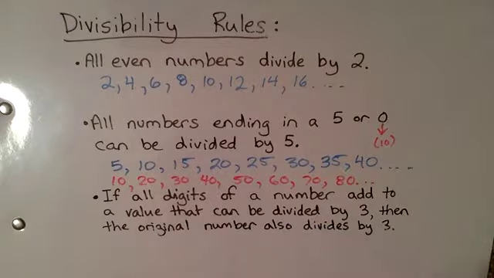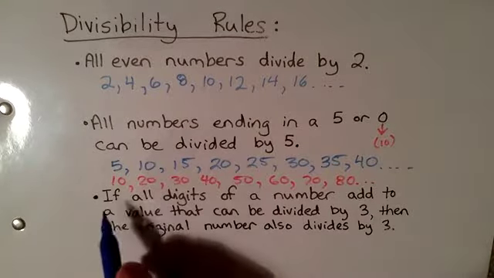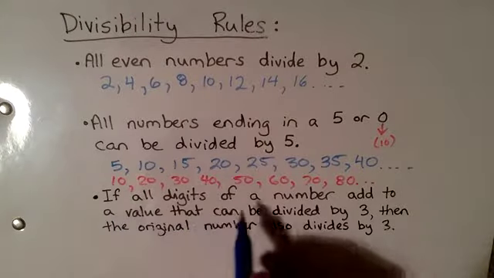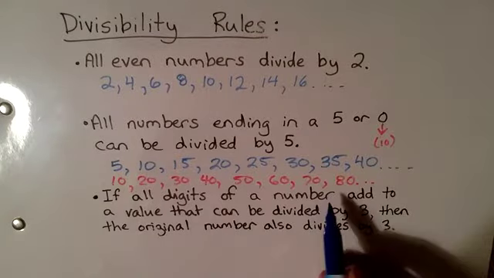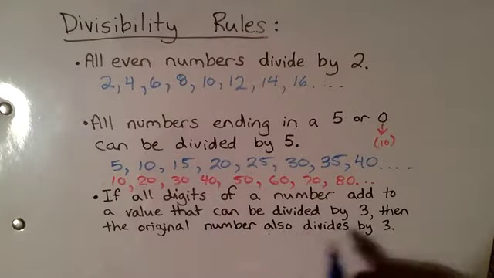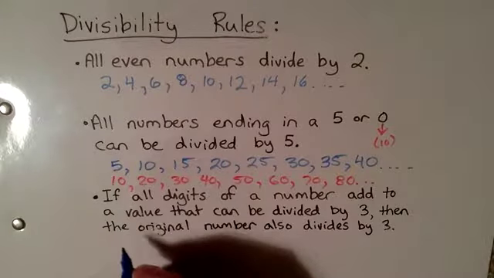Finally, I'll get to the rule of 3's. This one's a little bit different, but what it says is that if you have a number whose digits add up to a number divisible by 3, then that number is divisible by 3. I'll read it out here: if all of the digits of a number add to a value that can be divided by 3, then the original number also divides by 3. So let's look at an example of this.